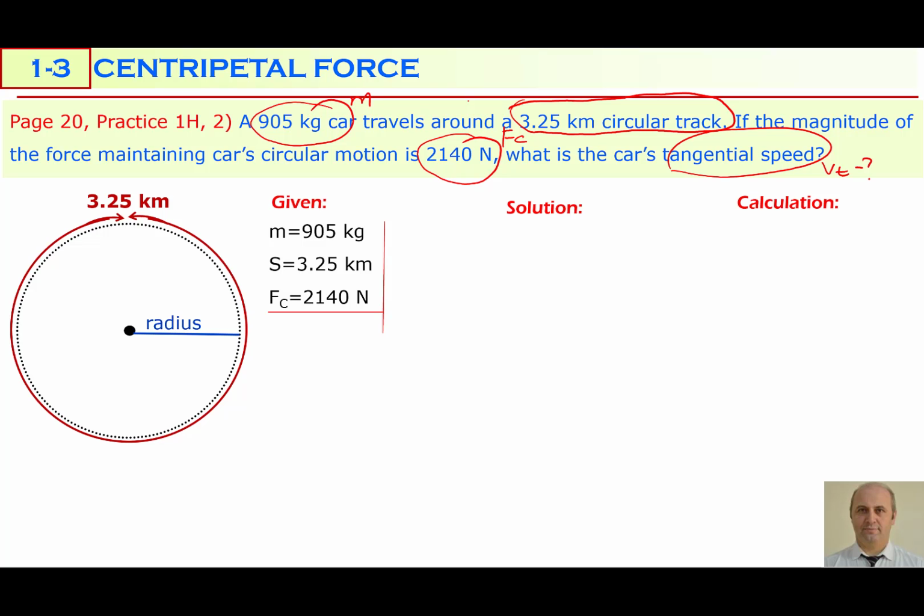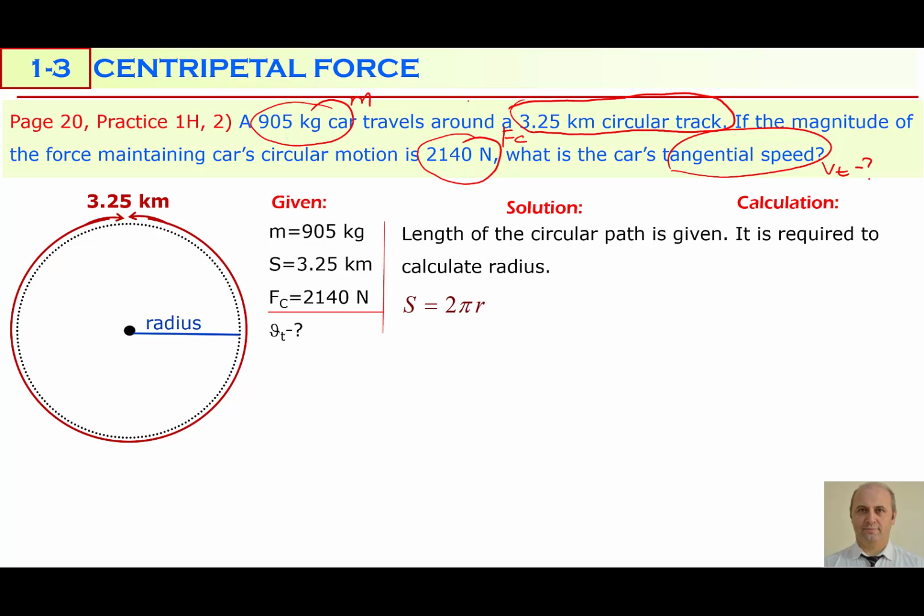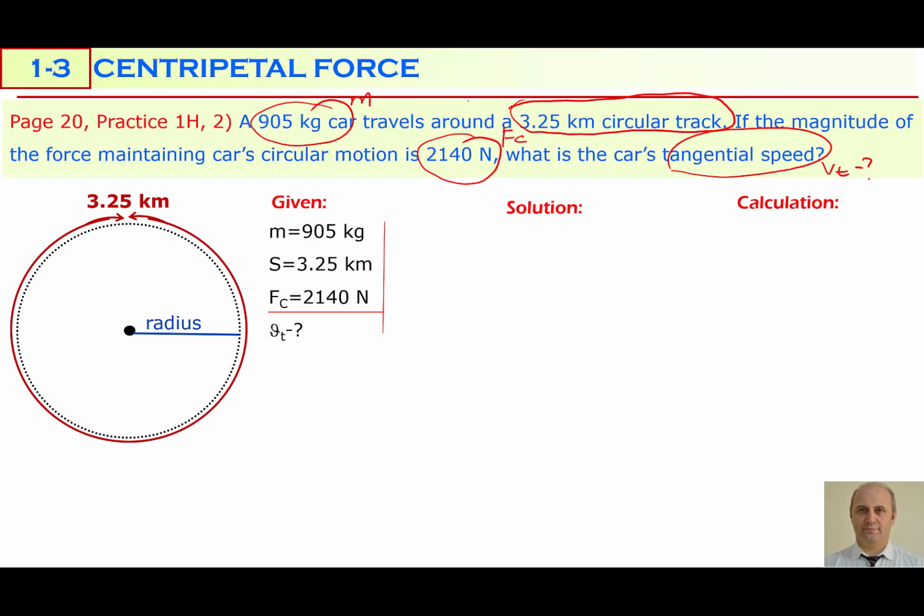Centripetal force is given as 2,140 newtons. So calculate Vt. As I said, first we should calculate the radius, but first you should convert this circumference into meters. S is equal to 3.25 multiplied by 1000, since every 1 kilometer is 1000 meters. We will get 3,250 meters as the circumference, or arc length for one revolution. And then use the definition of the circumference, which is 2 pi r.